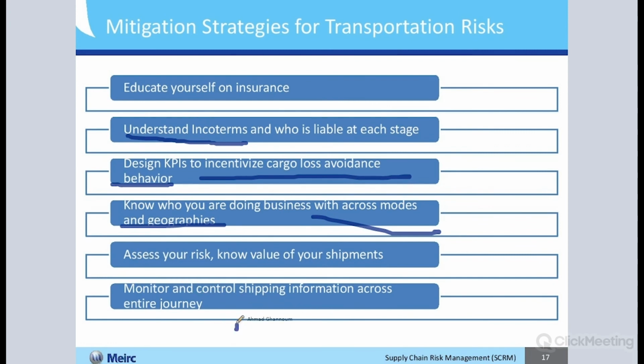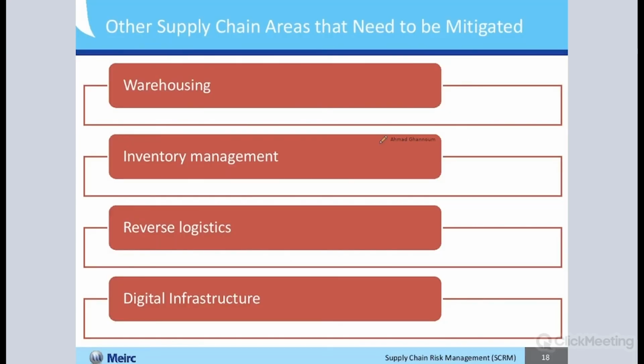And finally, especially in today's world, you need to be able to monitor and control the shipping information across the entire journey. If it's perishable goods like medicine requiring refrigeration, you need to measure it from end to end of the supply chain: temperatures, humidity levels, etc., at every level, so that if there's a hiccup, if the temperature drops or goes up at any stage, you are clear on where that happened and why that happened. So these are the two areas we focused on.